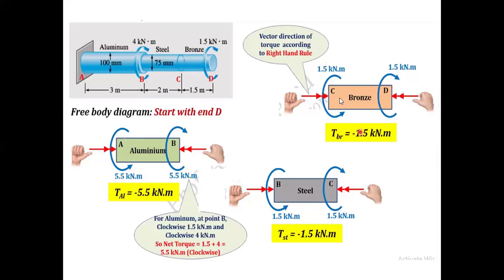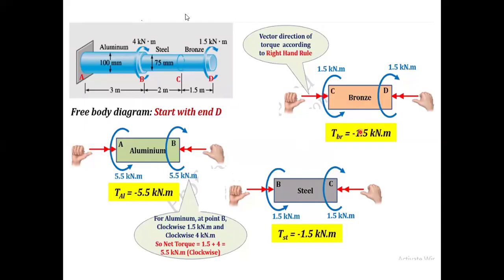So for the section at bronze, we have section CD. We have negative torque, which is minus 1.5 kilonewton meter. For section BC, again the torque is negative. The curled fingers are in the direction of rotation and the thumb is towards the shaft. So applying the right hand thumb rule, section BC is subjected to the same torque of minus 1.5 kilonewton meter, and along with minus 4, it is a total of minus 5.5 kilonewton meter. So these are the torques at section CD, section BC, and section AB.